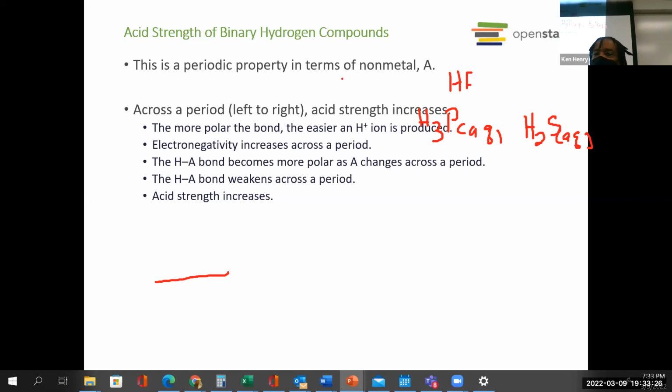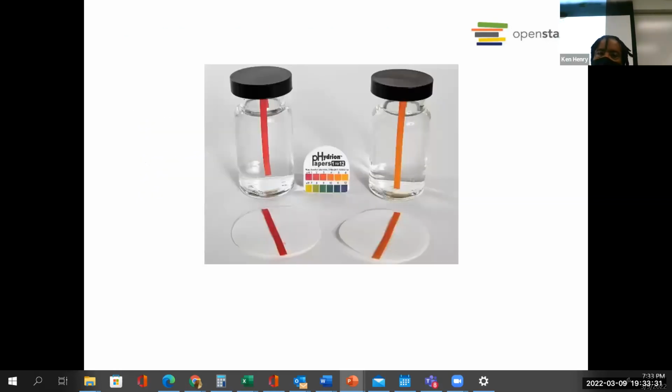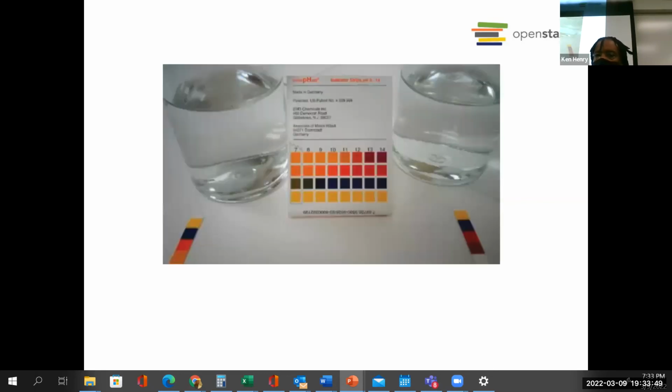I'm showing you guys on my other screen. This is just showing us the difference between the acids. So these are pH strips. You guys are very familiar with how to use pH strips. Here they put the pH strips in two different acids. You can see the difference clearly between them. One is obviously more acidic than the other one, which is closer to neutral.